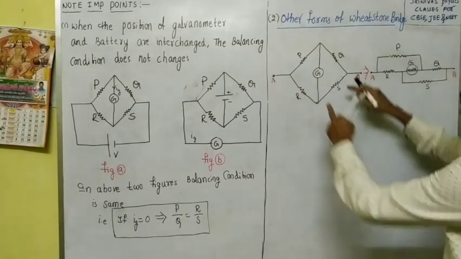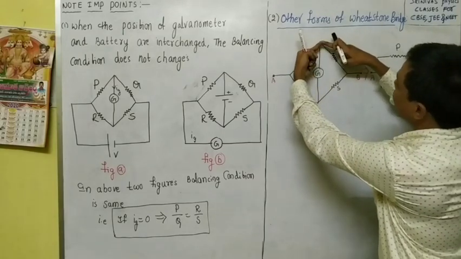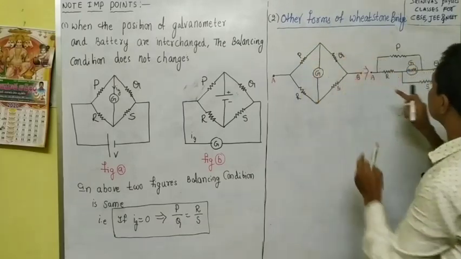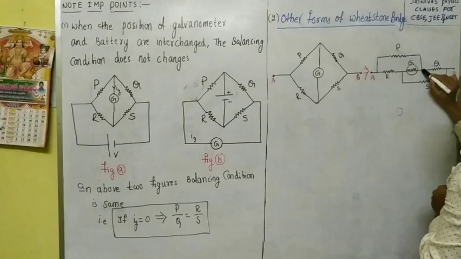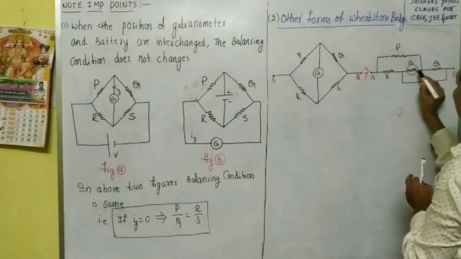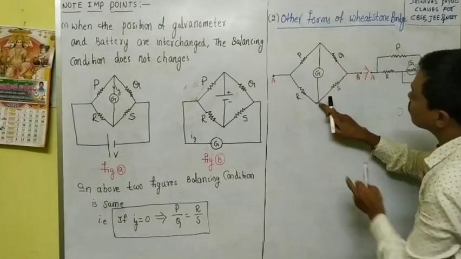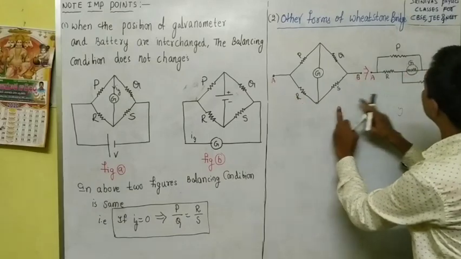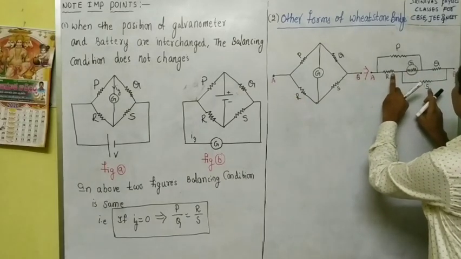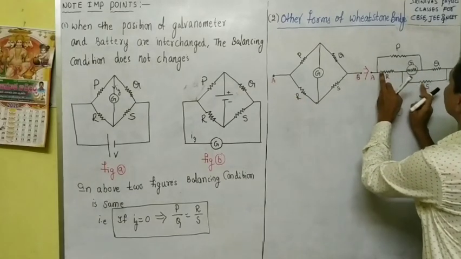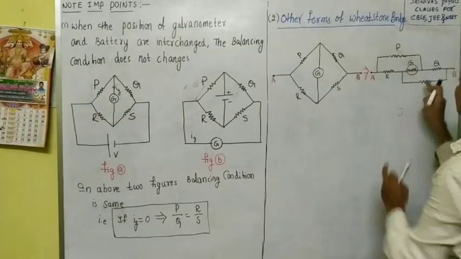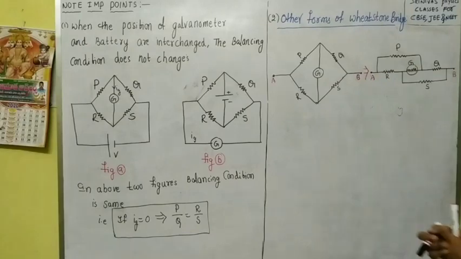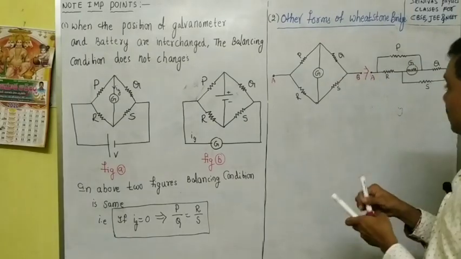Where P and Q meet each other, from there the galvanometer starts. Look here, P and Q are meeting at this point. From there the galvanometer goes to the other end, a point where R and S meet. R is coming like this, S is coming like this, and the other end goes to this side. These are two equivalent diagrams, and I will tell another equivalent diagram.